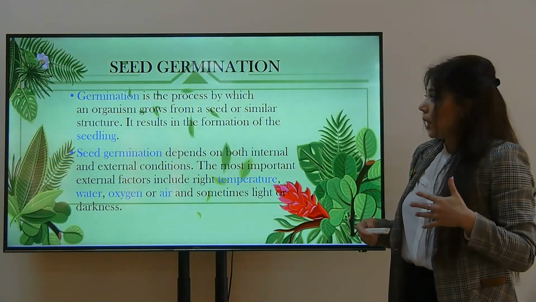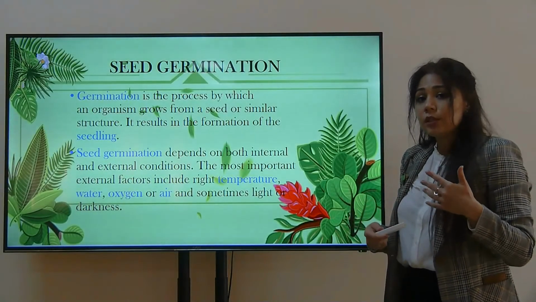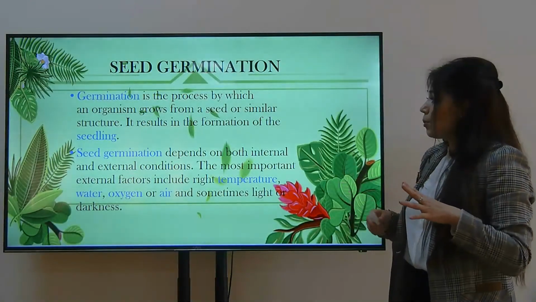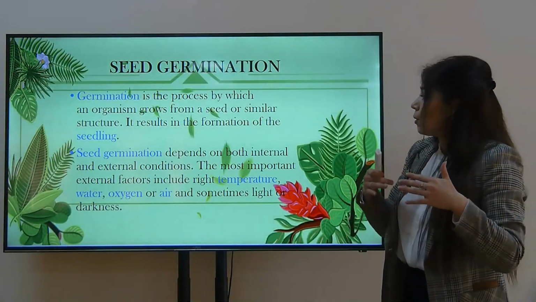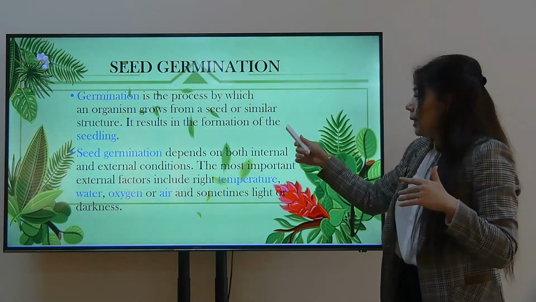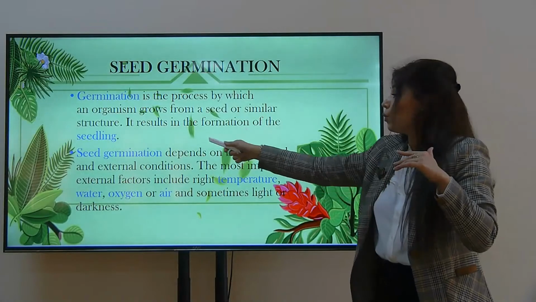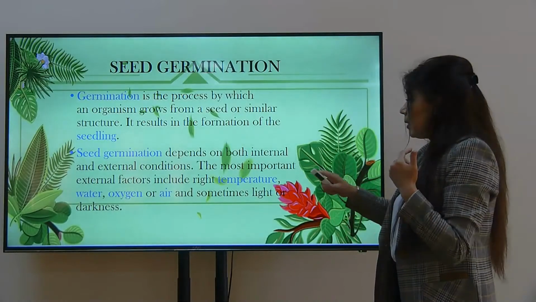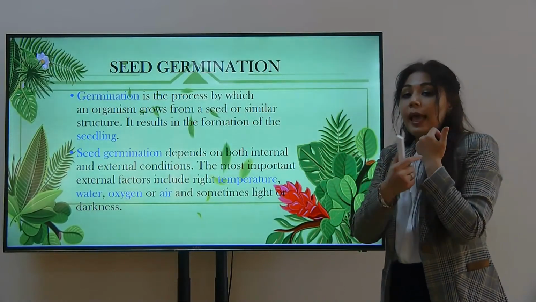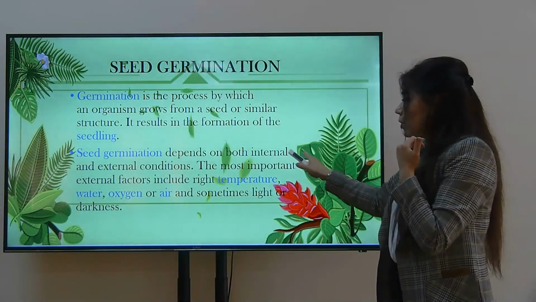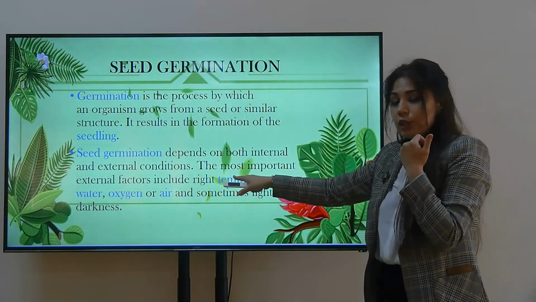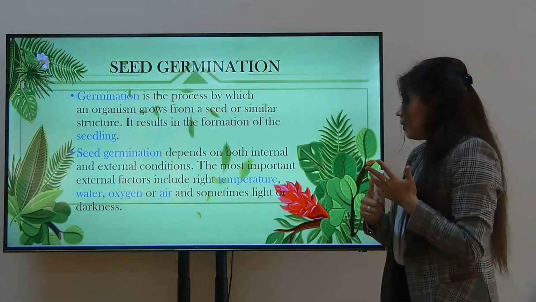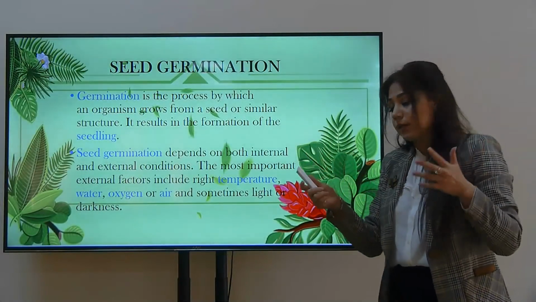Okay, dear students, another necessary vocabulary item that you should know is seed germination. Germination is a process by which an organism grows from a seed or similar structure, and it results in the formation of a seedling. And seed germination depends on, listen attentively, both internal and external conditions. The most important external factors include temperature, water, oxygen or air, and sometimes light and darkness.